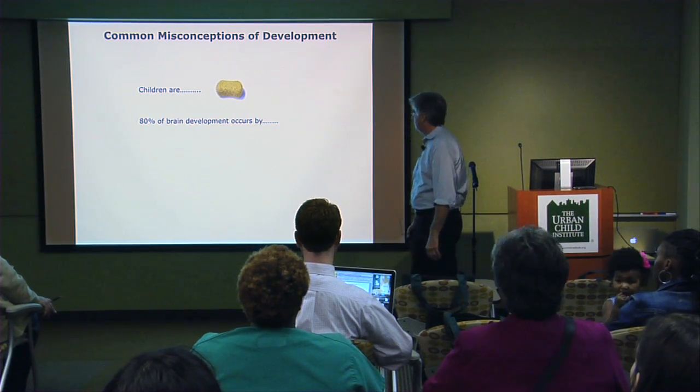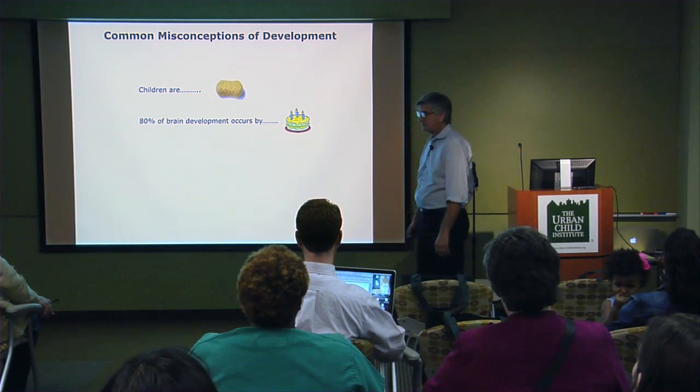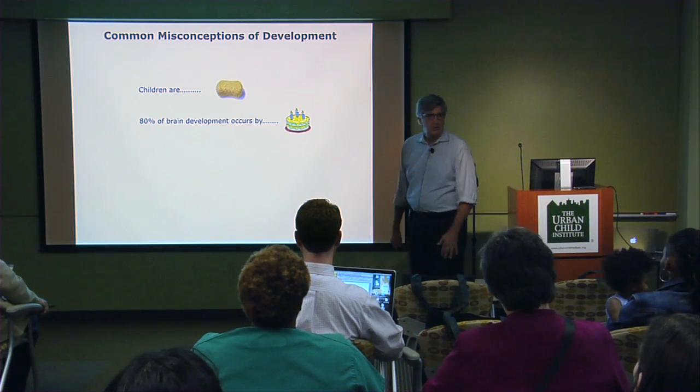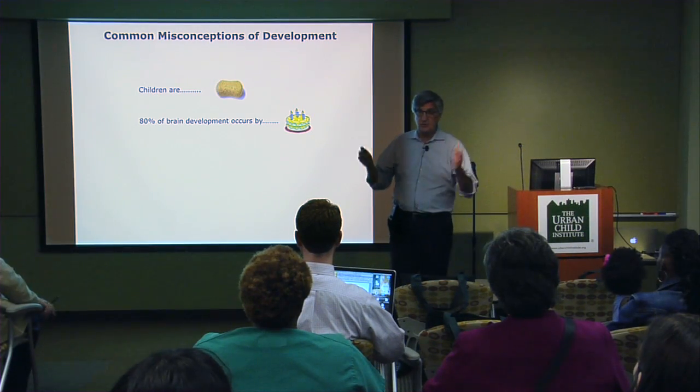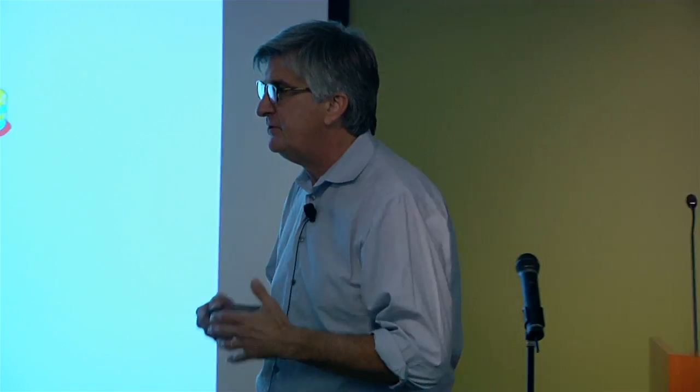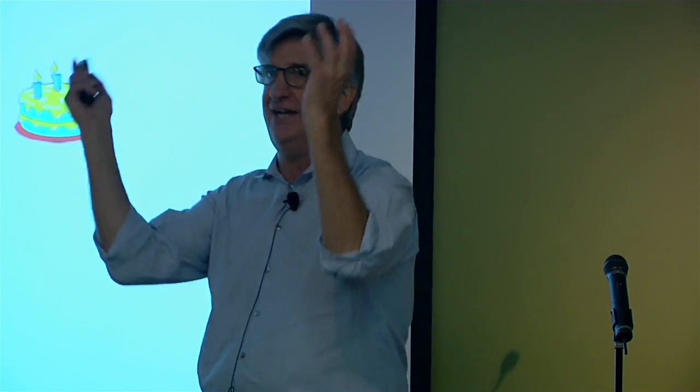80% of brain development occurs by? Wrong. In terms of size and structure, the brain is 80% of the size that it's going to attain in adulthood. But raise your hand if you think a 3-year-old has basically 80% of the functions of an adult. Raise your hand. Good job. Because there's so much more that goes on in terms of brain development besides the size of it, right?